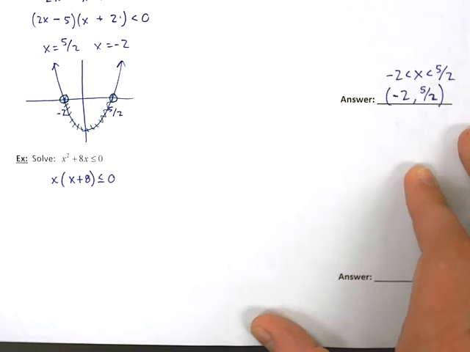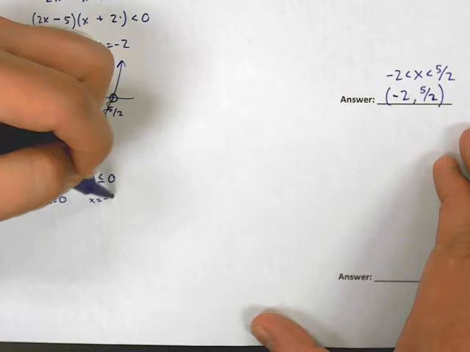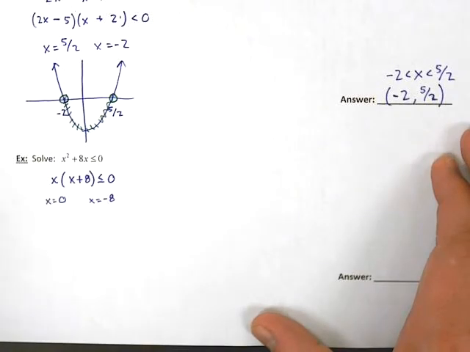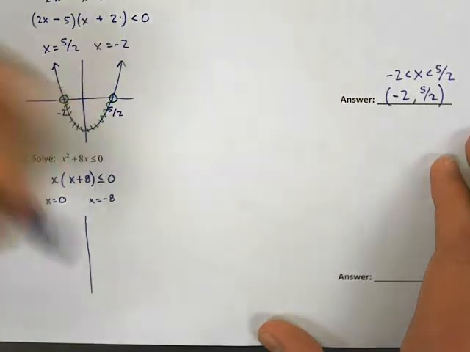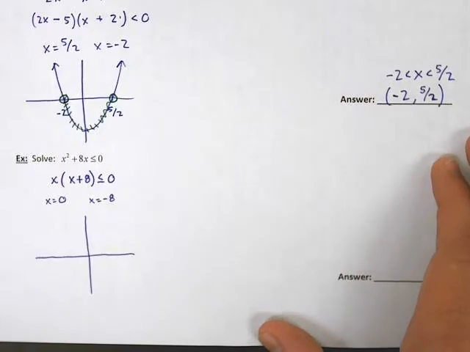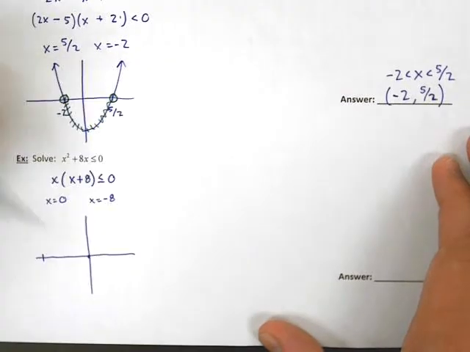So I know that my critical values are at 0 and -8. So I sketch a quick graph. I know I have -8 and 0. And again, this is opening up.